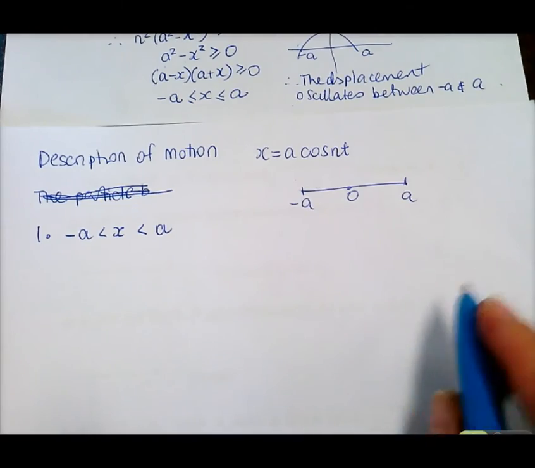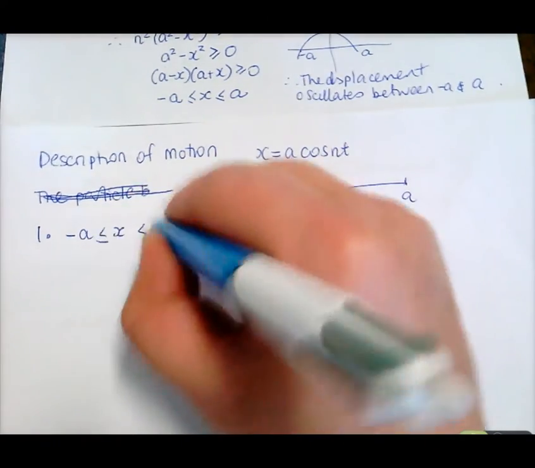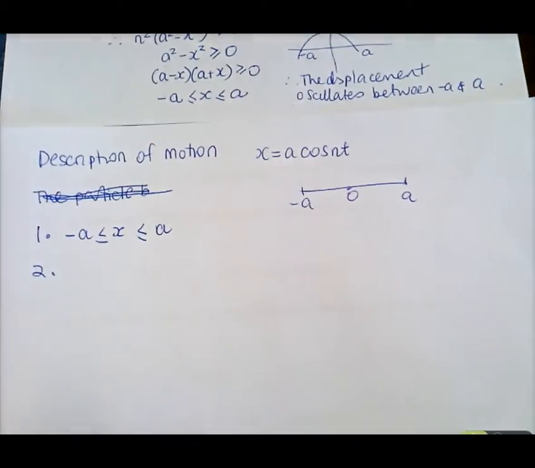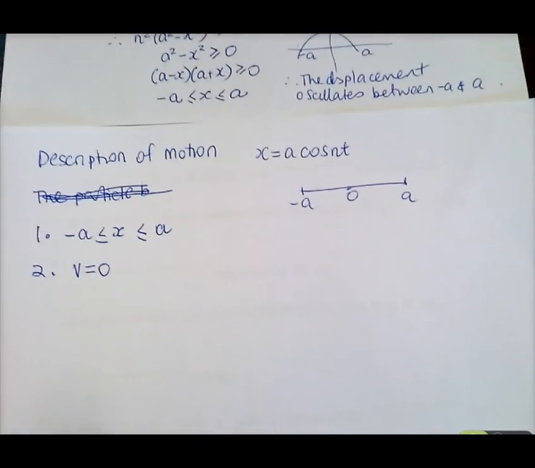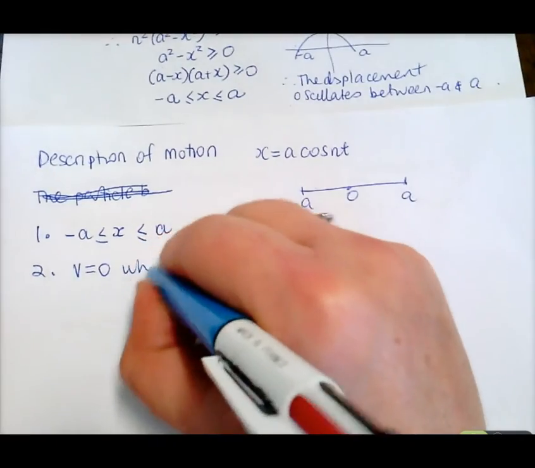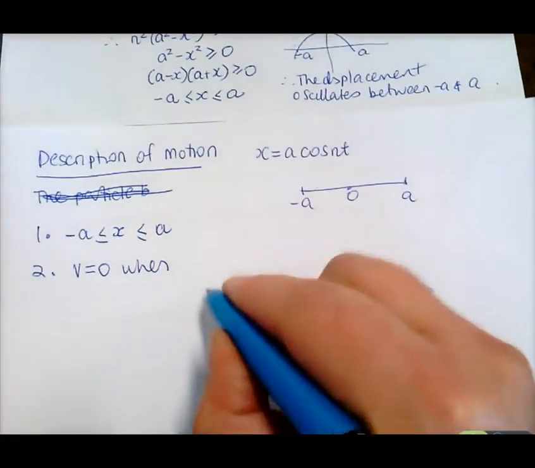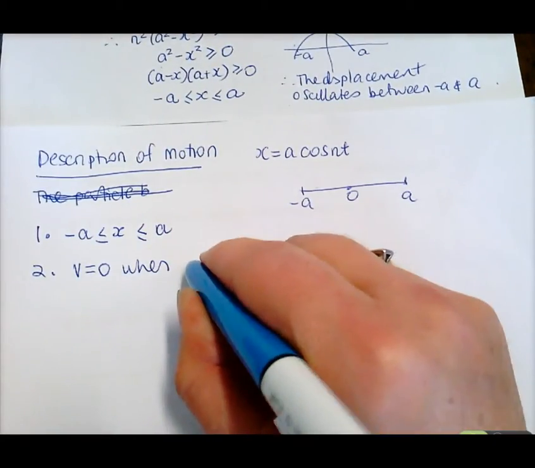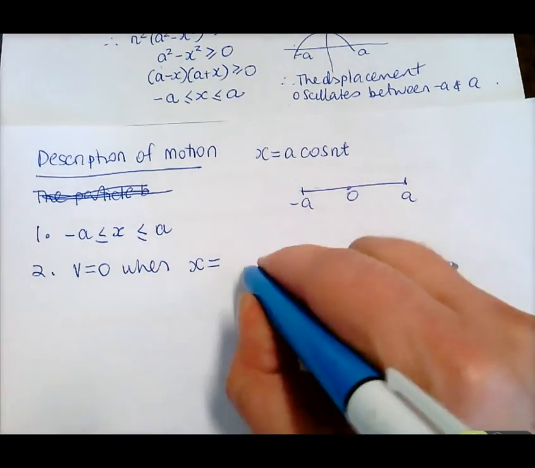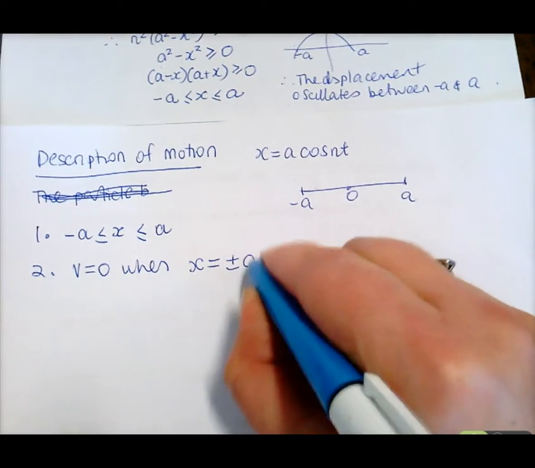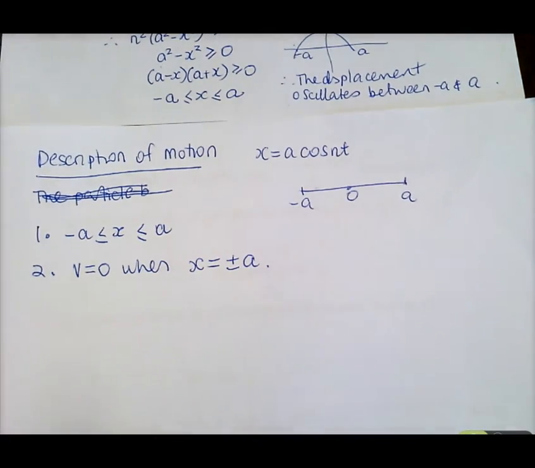It actually equals A too. Number two, tell me when velocity equals 0. When does it stop? Velocity equals 0 when x equals plus or minus a. Are we okay? So girls, this is what we're saying.